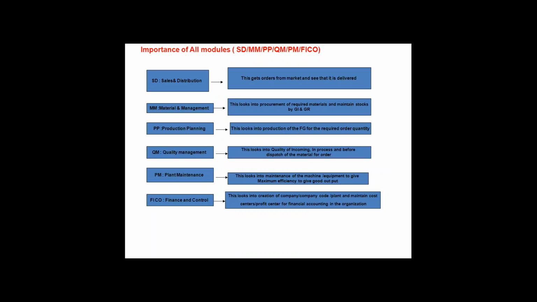Production planning people look into production of the required order quantity. Quality management looks into the quality of incoming, in-process and before dispatch of the material for the order. Plant maintenance looks into maintenance of the machine equipment to give maximum efficiency and good output. You will give your equipment preventive maintenance so that it will not break down. Finance and control looks into creation of company code, plant, and maintains cost centers and profit centers for financial accounting in the organization. So this is just a brief introduction about all the modules.